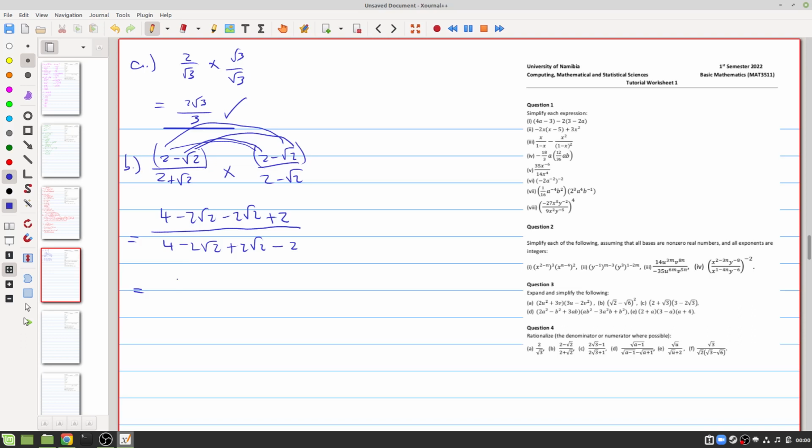Okay, so at the top, 4 plus 2 is 6. Then minus 2 root 2 minus another 2 root 2 is minus 4 square root 2. At the bottom we've got 4 minus 2, which is 2, because these two cancel out as they're positive and negative. Then we can simplify it a bit further by factoring out a 2 at the top, which gives us 3 minus 2 root 2 over 2, and then the 2's can cancel, and we're just left with 3 minus 2 root 2.